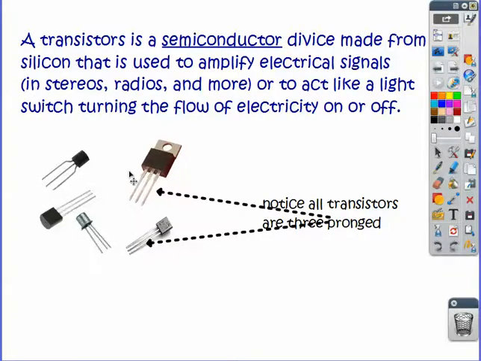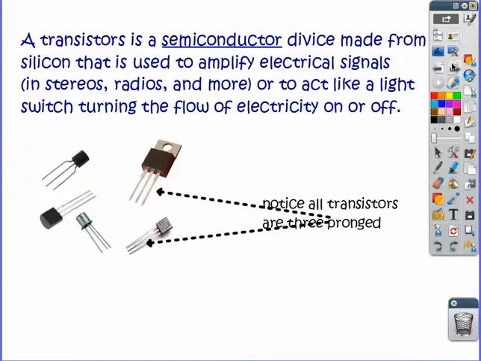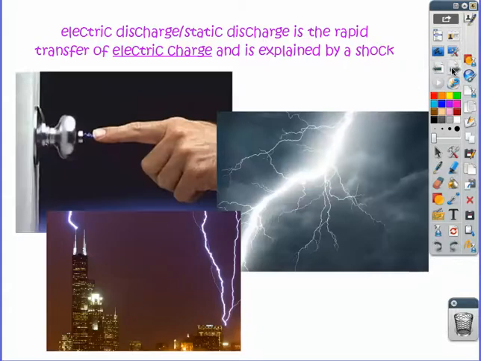Notice that all of these transistors have 3 prongs. There's 1, 2, 3 prongs on the end, where the diodes are always 2. So diodes have 2, where transistors have 3 prongs. That's a quick way, if you see them, to identify whether it's a diode or a transistor.